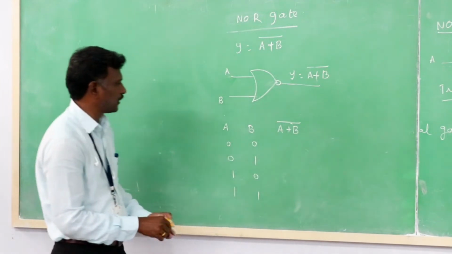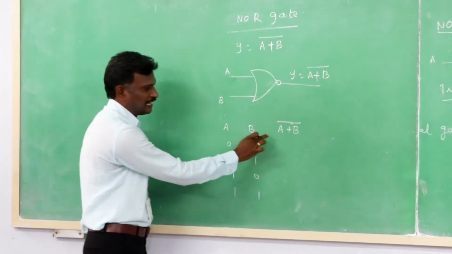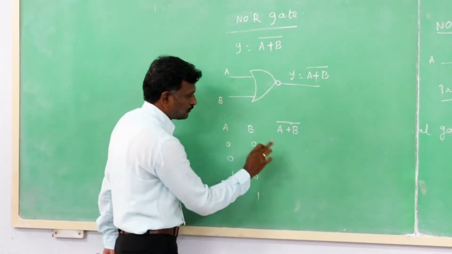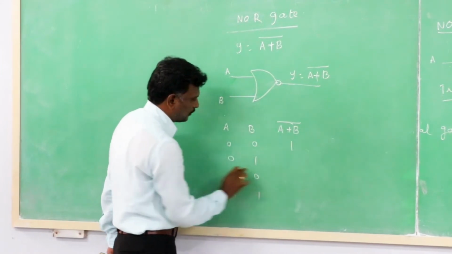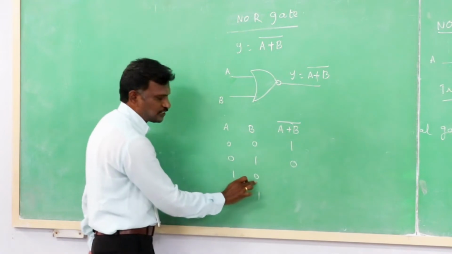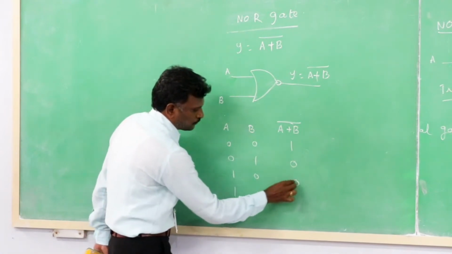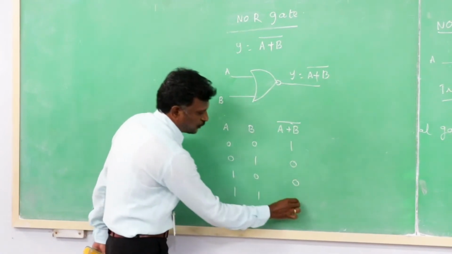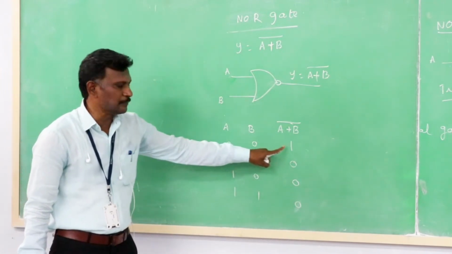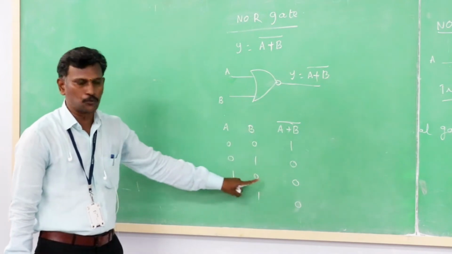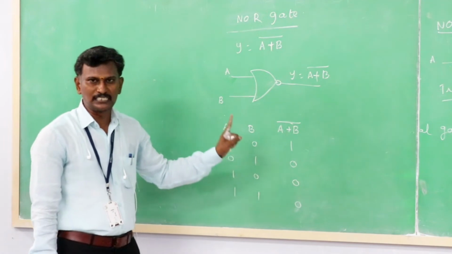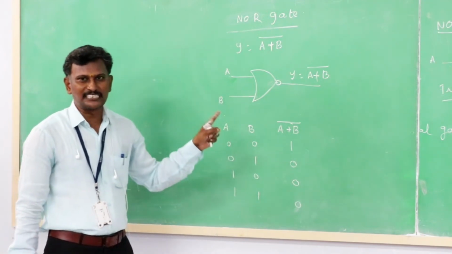Here A plus B whole bar, with two inputs and the output: 0 and 0 gives 0 plus 0, inverter gives 1; 0 plus 1 is 1, inverter gives 0; 1 plus 0 is 1, inverter 0; 1 plus 1 is 1, inverter 0. So the operation says that when both inputs are low, the output becomes high. The remaining outputs are zeros. When any one of the inputs is high, the output becomes low. So these NAND and NOR gates are called universal gates.